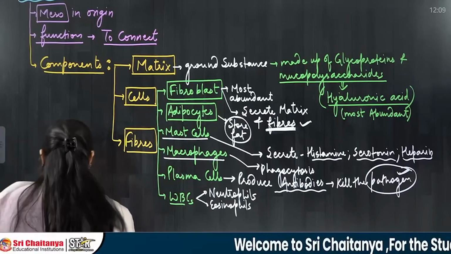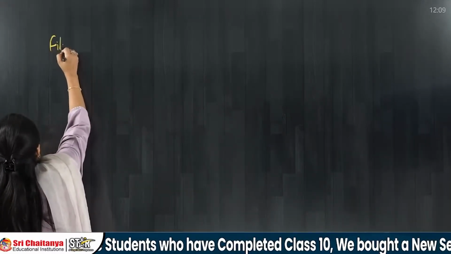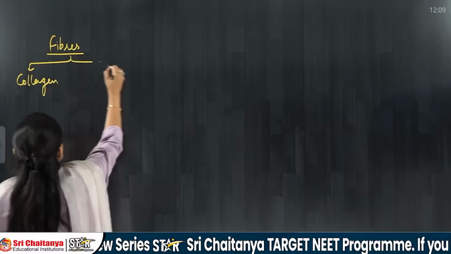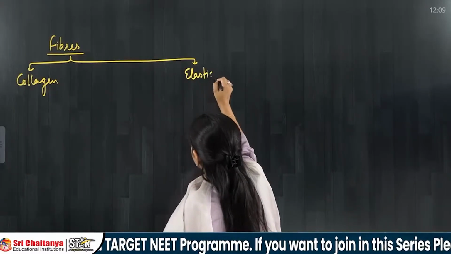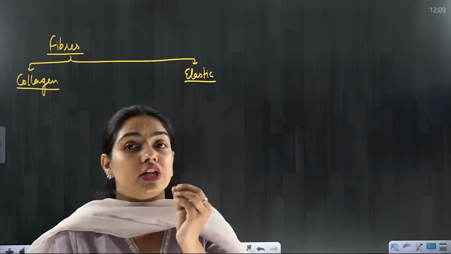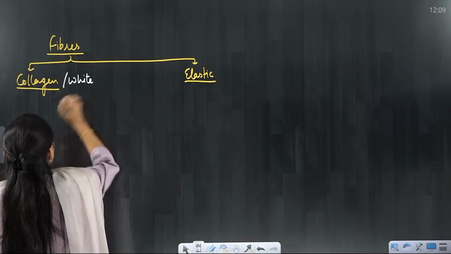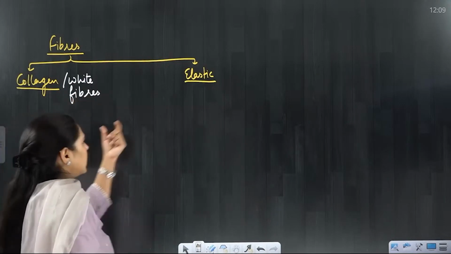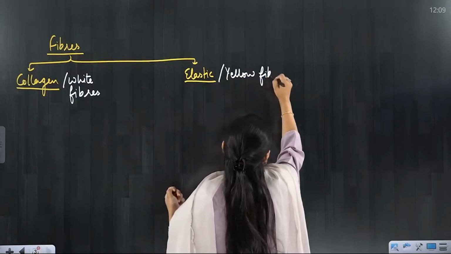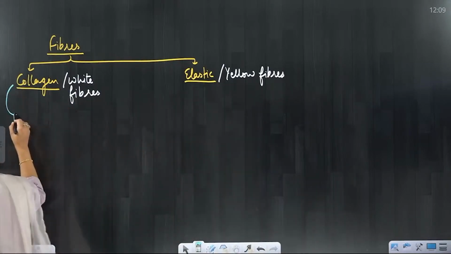Now I will talk about the fibers, beta. These fibers are of 2 types mainly. One is the collagen fibers and another is the elastic fibers, beta. Collagen fibers are the fibers which are white in color, so that is why they are also known as white fibers. And the elastic fibers are yellow in color, so that is why they are also known as elastic or yellow fibers.